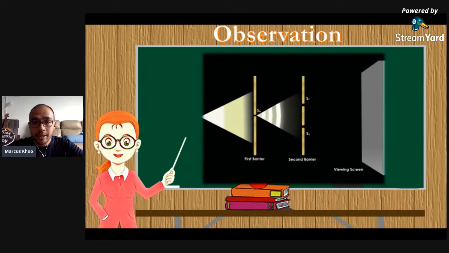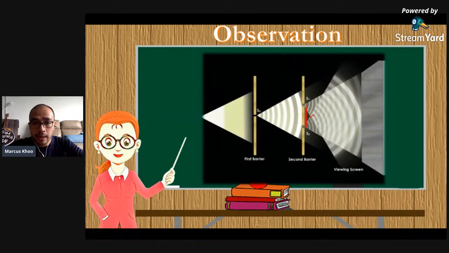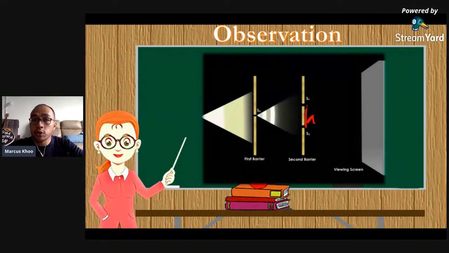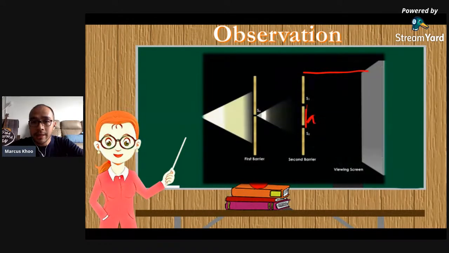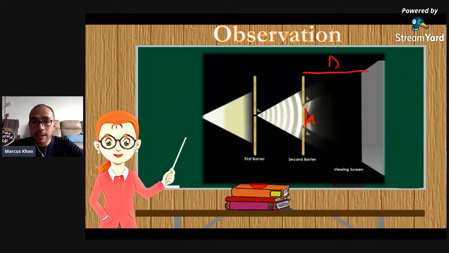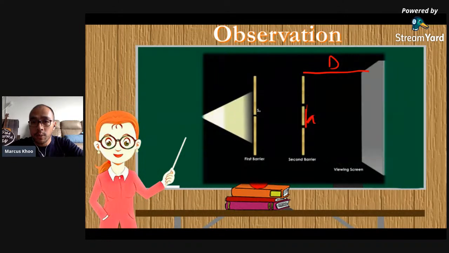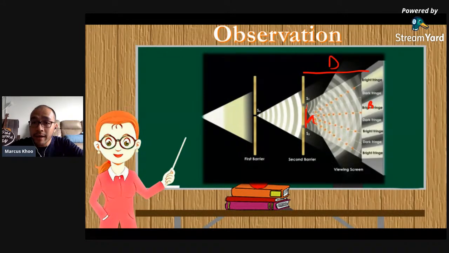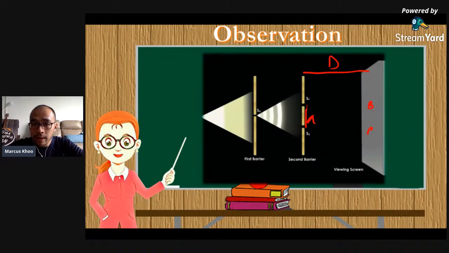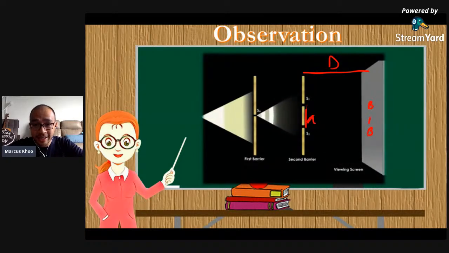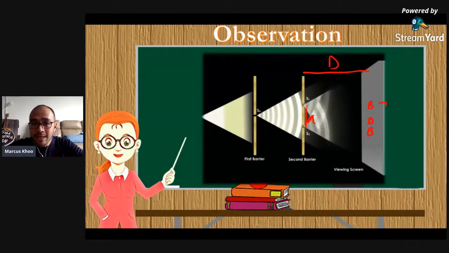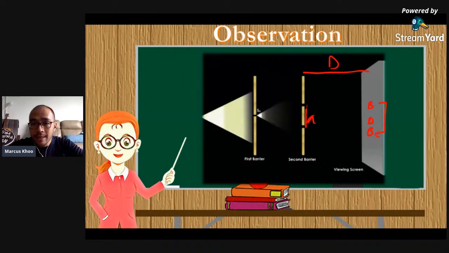So the distance between the two sources is A. From here until the screen, this is D. Sorry, this is very difficult. This is the bright, here is bright, and here is another bright, and here is the dark. Now, the distance between two brights is the x.